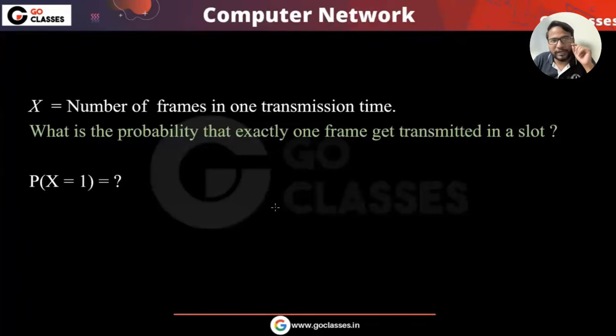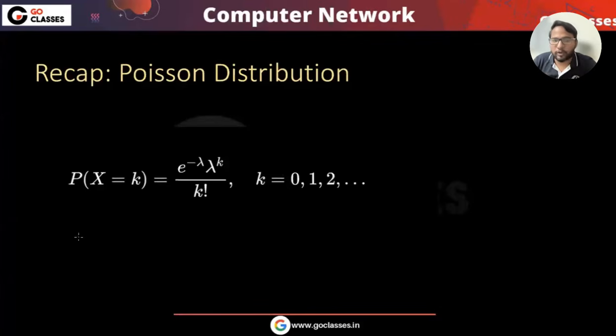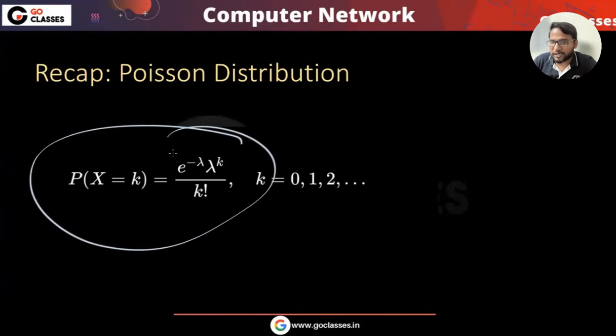Suppose X is the number of frames in one slot, then what is the probability that exactly one frame gets transmitted in one slot? For that, we need the Poisson distribution. Let me quickly recap the Poisson distribution. We have already seen these things in the last lecture, but I'm still quickly revising. If X is a Poisson random variable, then the probability of X being K is just like this.